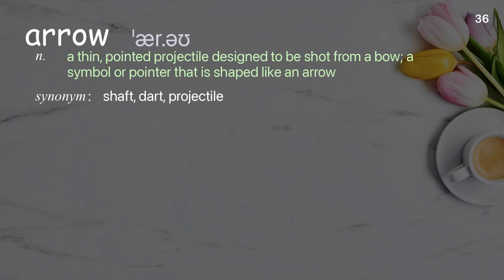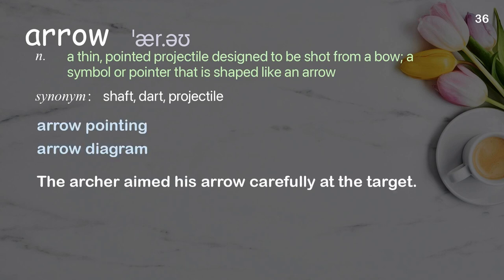Arrow. A thin, pointed projectile designed to be shot from a bow, a symbol or pointer that is shaped like an arrow. Examples: arrow pointing, arrow diagram. The archer aimed his arrow carefully at the target.